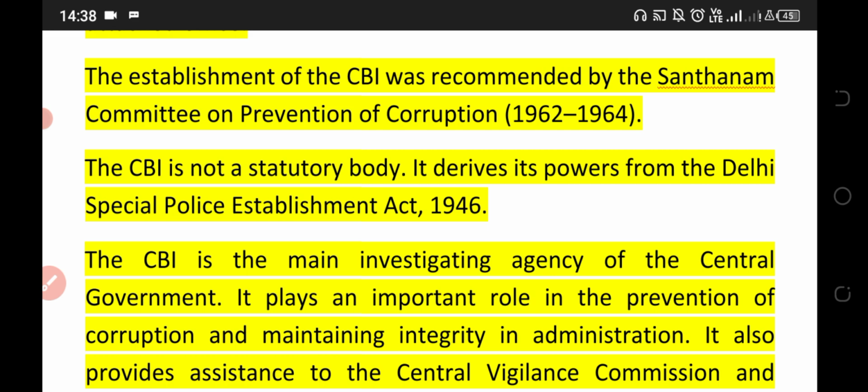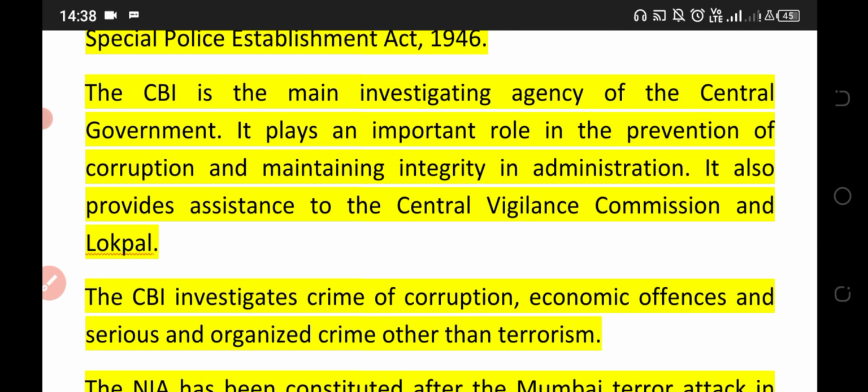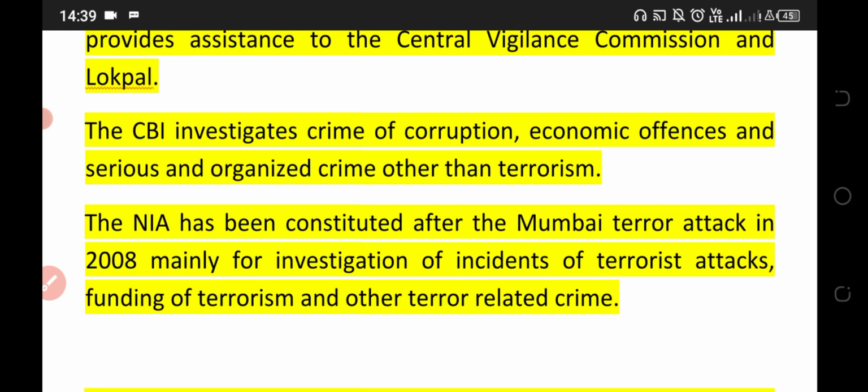The CBI is not a statutory body. It derives its power from the Delhi Special Police Establishment Act 1946. The CBI is the main investigating agency of the central government. It plays an important role in the prevention of corruption and maintaining integrity in the administration. It also provides assistance to the Central Vigilance Commission and Lokpal. CBI investigates the crime of corruption, economic offences, serious and organized crime, other than terrorism.